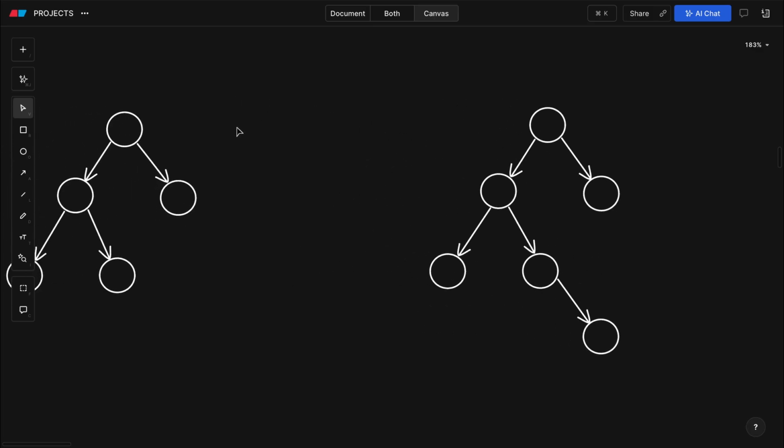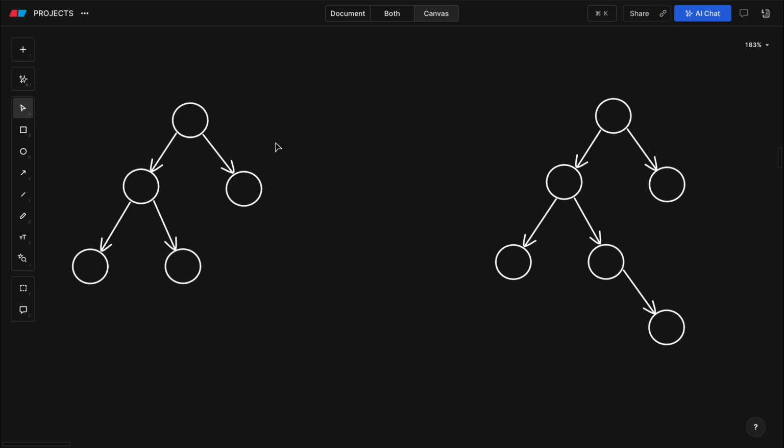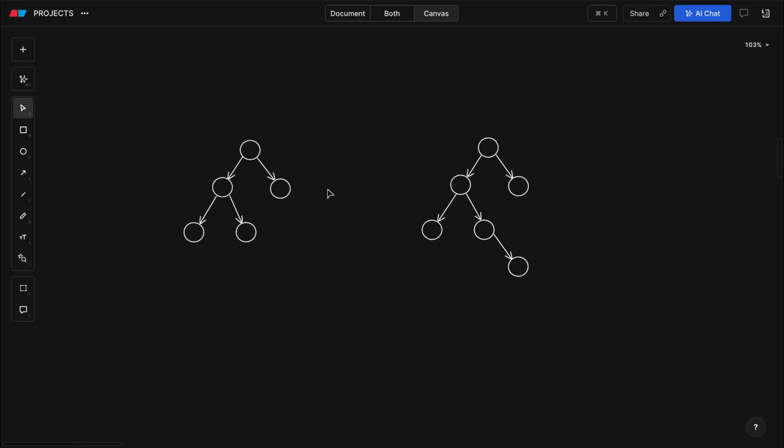That means each and every node should have only 0 or 1 or 2, maximum 2, child nodes. That is called a binary tree.